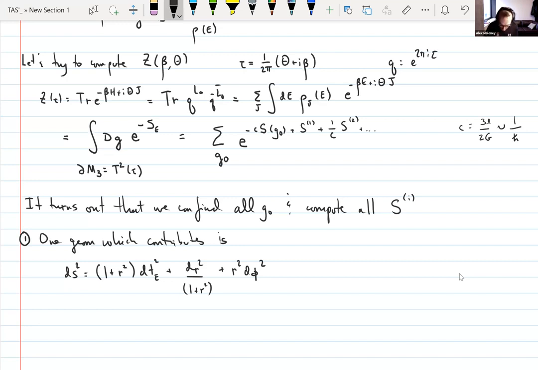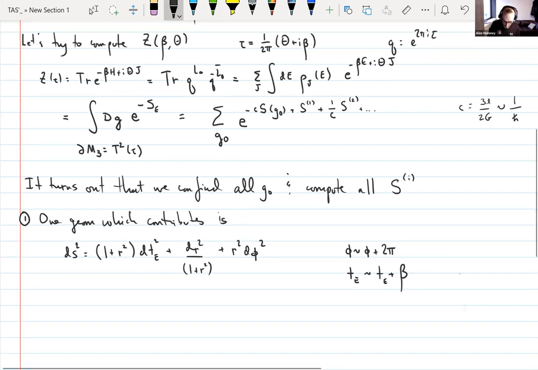Now, phi here is a periodic variable with period 2 pi. But I'm trying to compute the partition function on the torus. That is to say, I'm trying to compute the thing at finite temperature. So what that means is that I also need to periodically identify in Euclidean time with period beta. There's no reason I can't do that. You know, t here is a Killing vector, so I could always just periodically identify in Euclidean time.